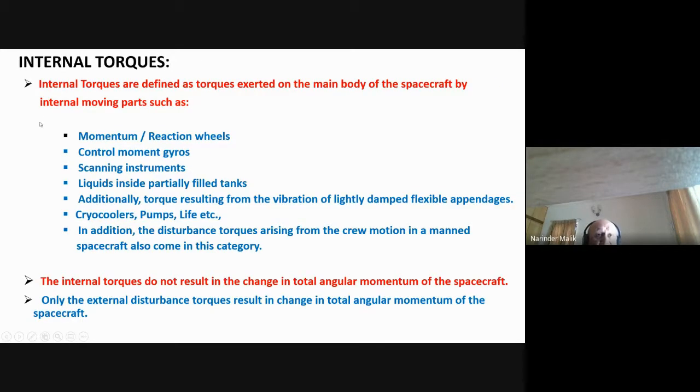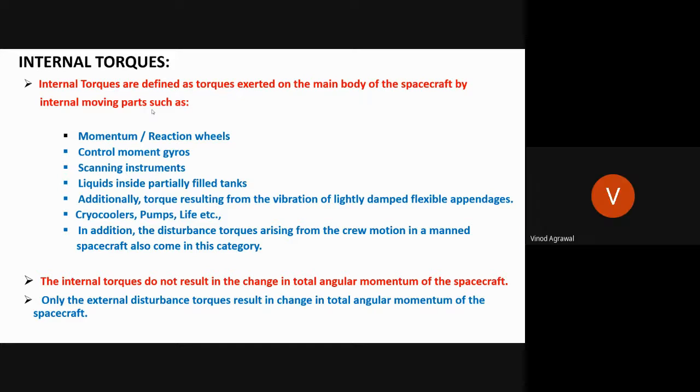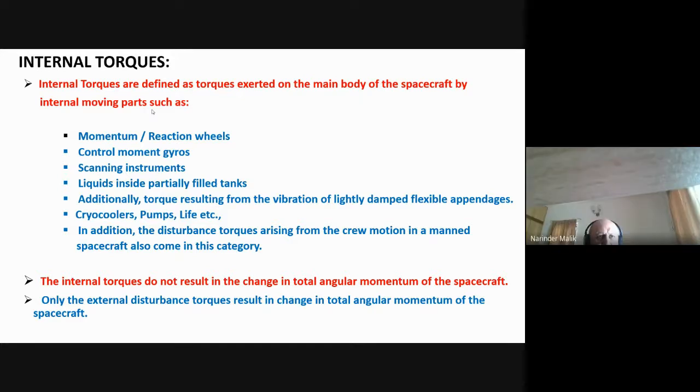What are the other types of torques? The internal torques. Internal torques are defined as torques exerted on the main body of the spacecraft by internal moving parts such as momentum and reaction wheels. When they rotate, the opposite reaction is felt. If they rotate clockwise, the reaction on the body is felt anti-clockwise. They can be used for the purpose of control, but they produce a disturbance.